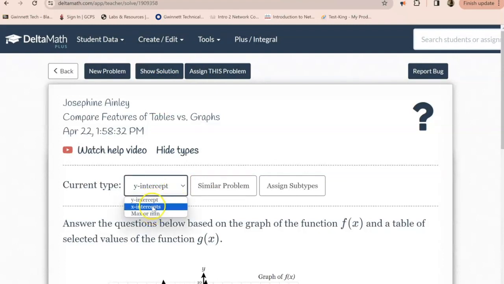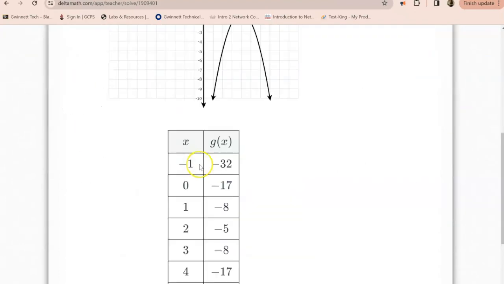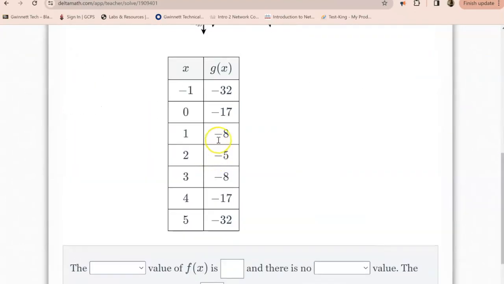So, x, y-intercepts, maximum or minimum. Again, all you have to be able to do is read the graph. And for maximum and minimum, remember from your table, you can put it in the calculator and see it. But what you want to do is find the pattern. So here's the pattern right here.